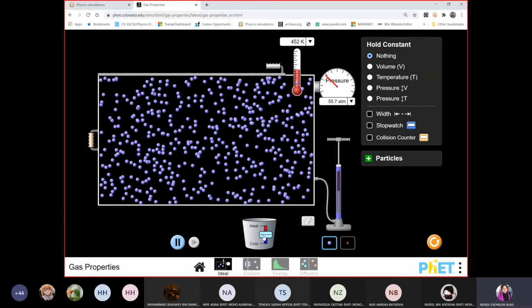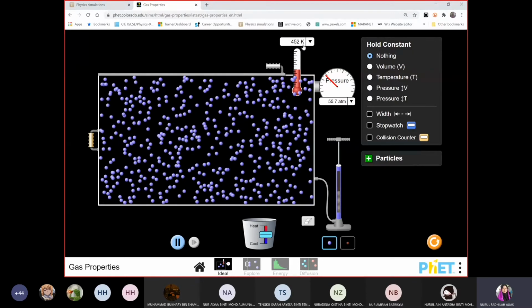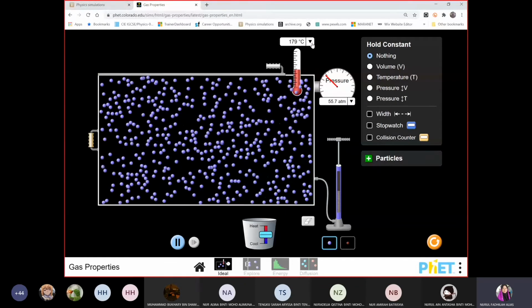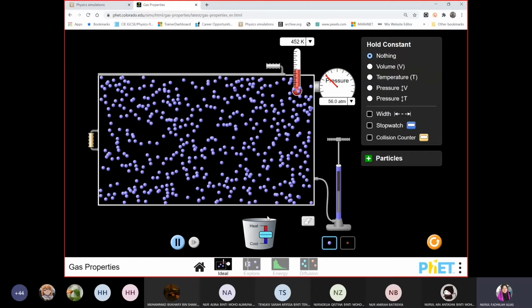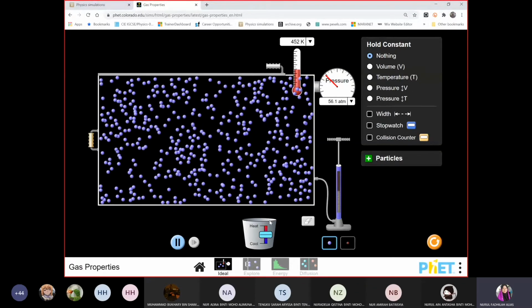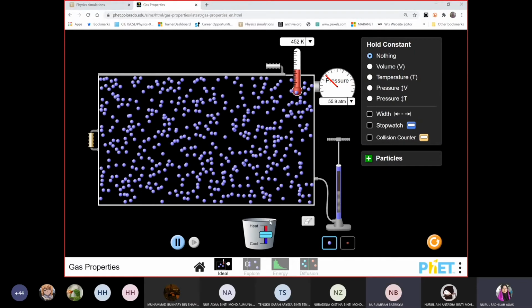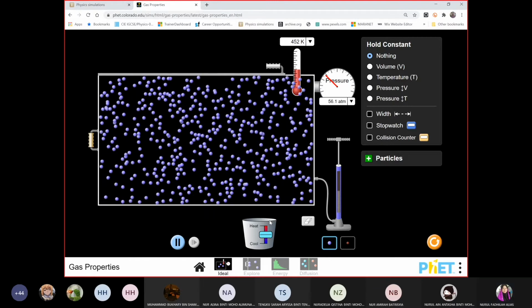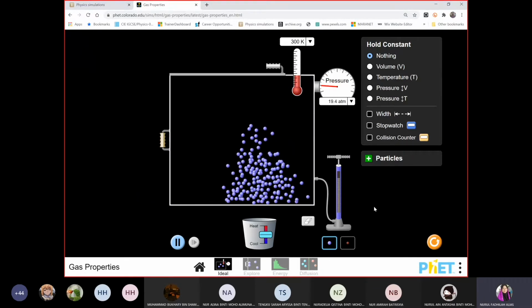But when you provide heat, now the temperature is 452 Kelvin, which is 179 degrees Celsius. So you see, when you increase the temperature, the volume will increase as well. So that's the relationship. Pressure is kept constant. Particles of gas here.